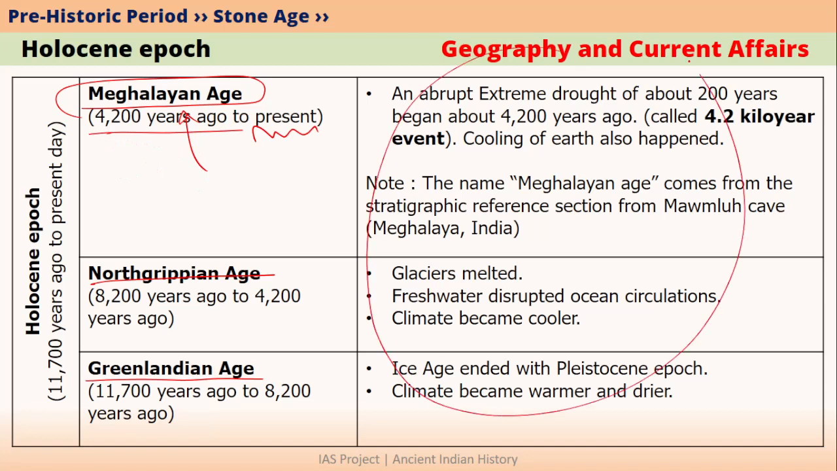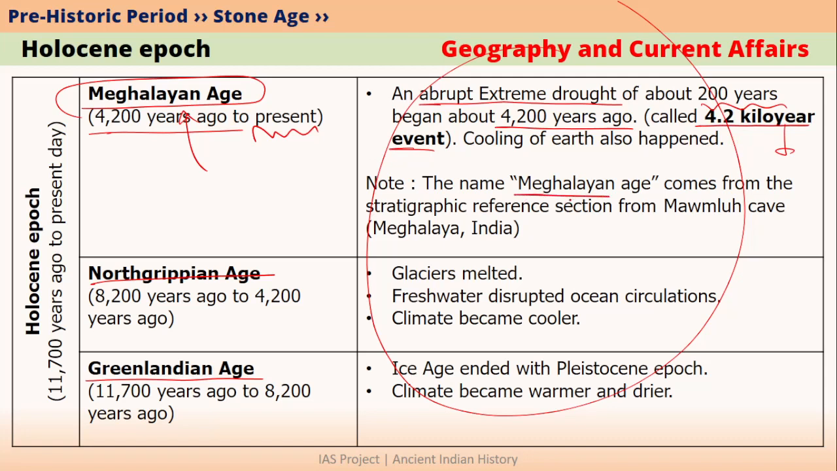These are all the changes that happened in these three ages. If we talk about Meghalayan Age particularly, it started with an abrupt and extreme drought, and that abrupt and extreme drought almost lasted for 200 years. As this drought started around 4,200 years ago, this event in history is also called as 4.2 kilo year event. This can be directly asked in prelims exam. What is a 4.2 kilo year event?